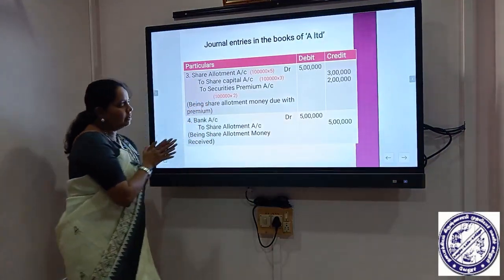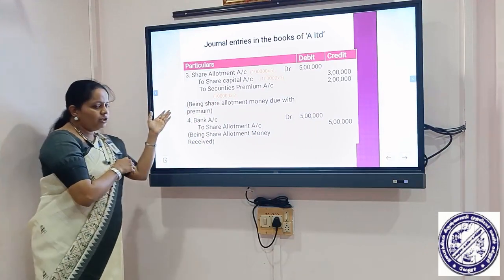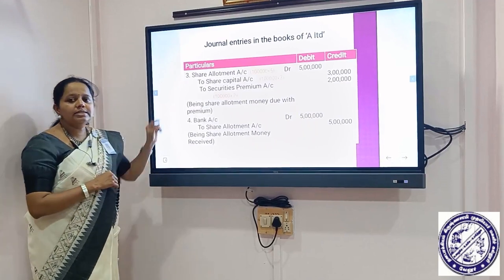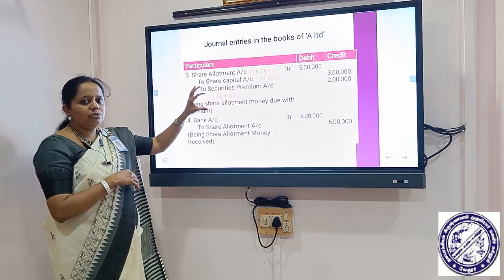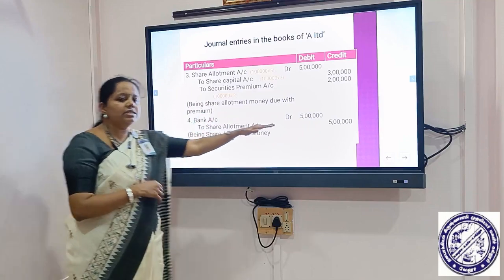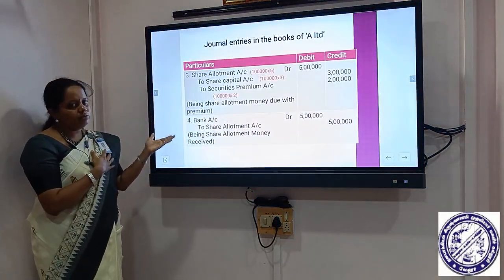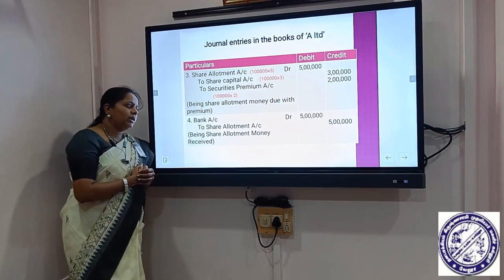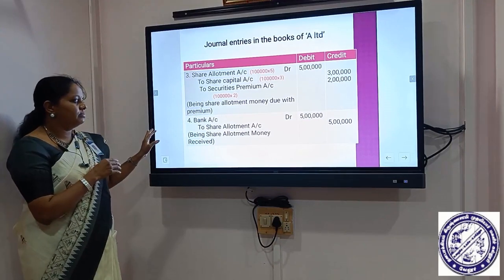The same will be coming on the debit side also: share allotment account 1 lakh into 5. As I told you, you are supposed to write the narration also, being share allotment money due. In this third entry we are showing that this 5 lakhs is due through allotment and premium. And in the fourth entry we are showing whether we have received all the 5 lakhs or there is any pending. If there is any pending, we will deduct that amount and show the rest of the amount there. So the fourth entry is bank account debit to share allotment account. These 2 entries are regarding share allotment.